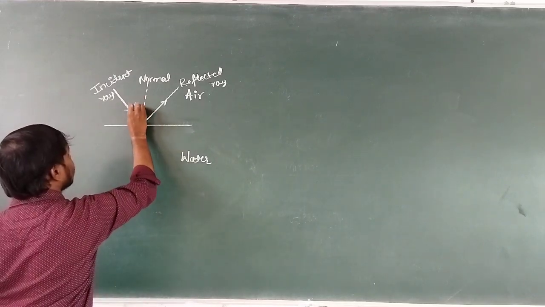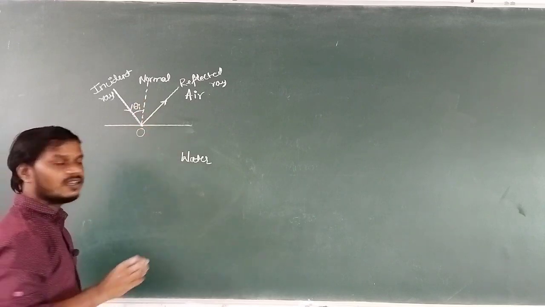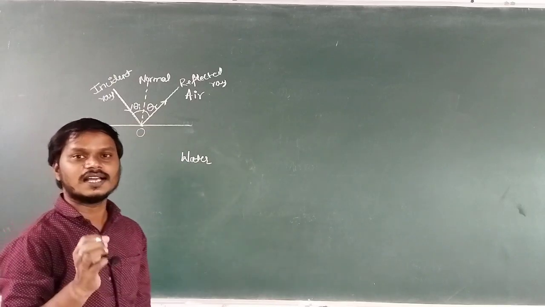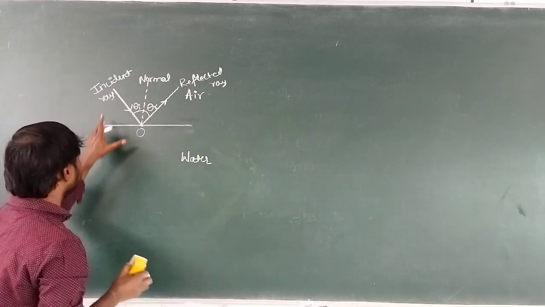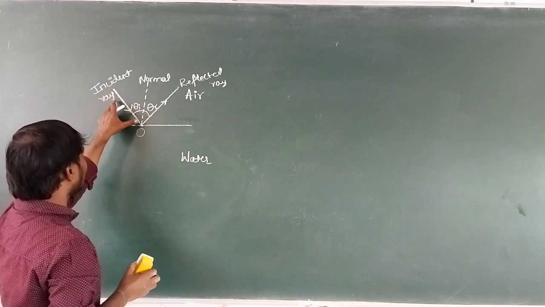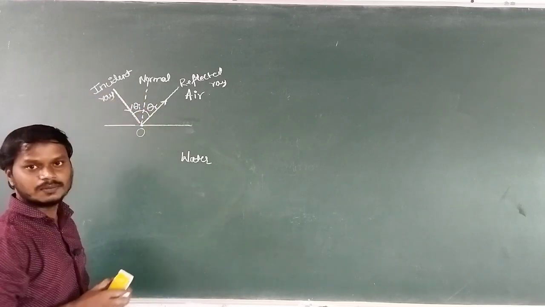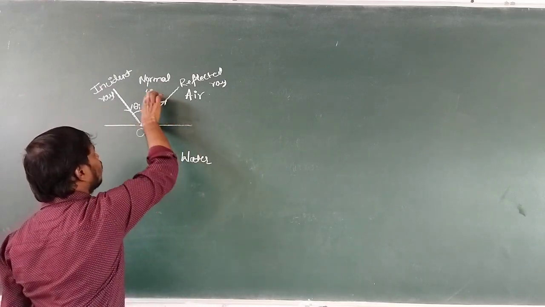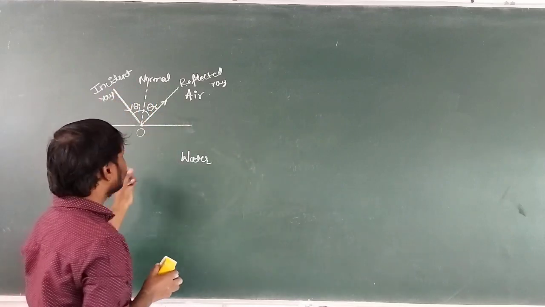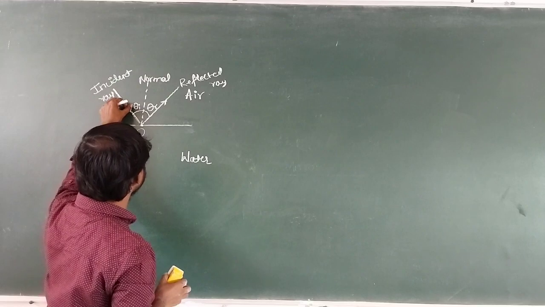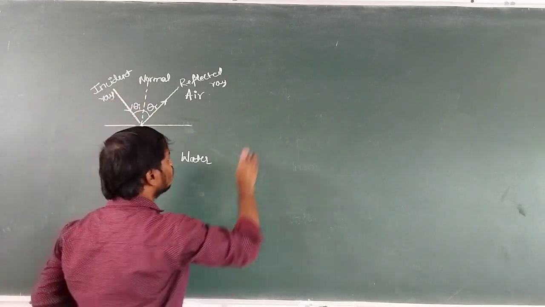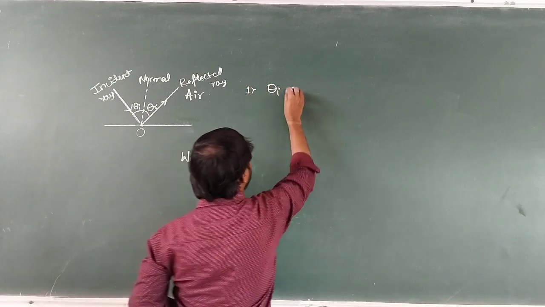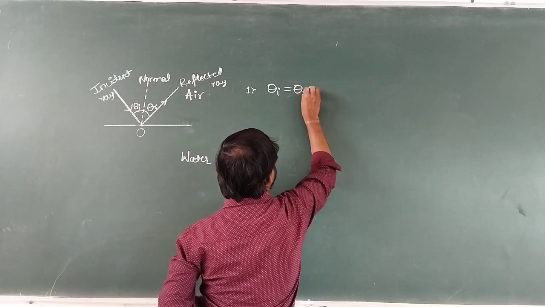Angle of incidence can be represented by theta I and the angle of reflection by theta R. What is the angle of incidence? It is the angle between the incident ray and the normal. And what is the angle of reflection? It is the angle between the reflected ray and the normal. According to the first law of reflection of light, the angle of incidence is equal to the angle of reflection.